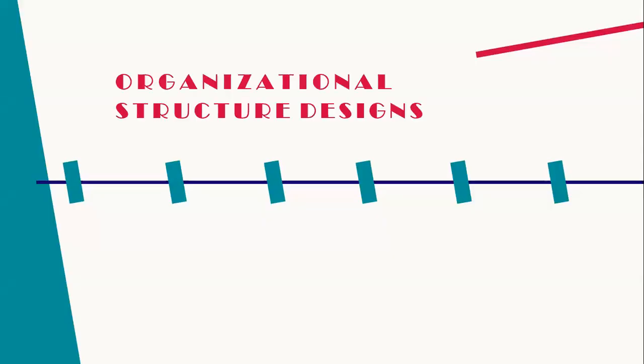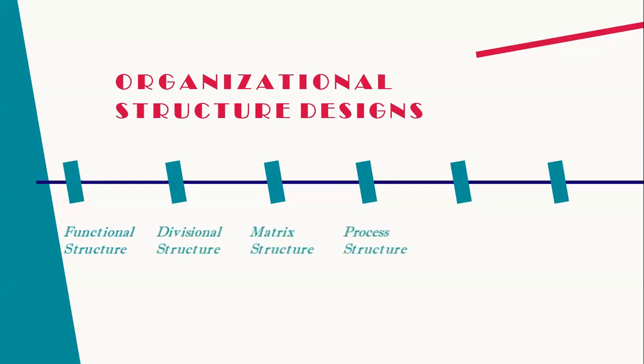Next, we'll be discussing the organizational structure designs. We have six structures: the functional structure, divisional structure, matrix structure, process structure, customer structure, and the network structure.